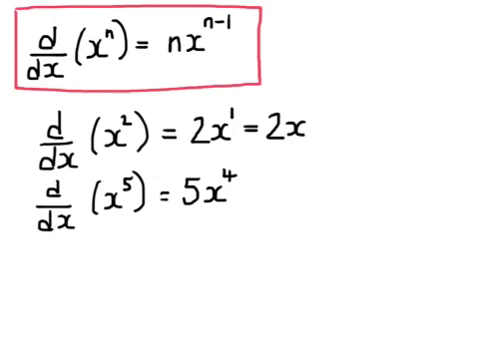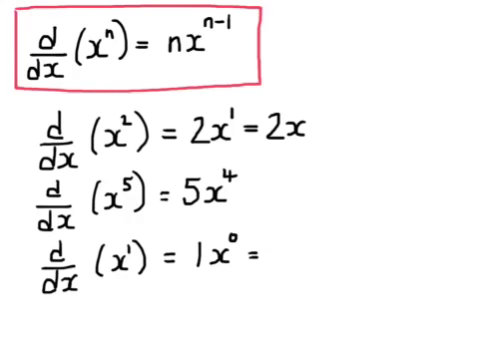I'm now going to look at what happens if we differentiate x. Now, x on its own is the same as x to the power of 1. So, in this example, n is given by the number 1. So, when we differentiate, we will get 1 times x to the power of 1 minus 1, which is 0.